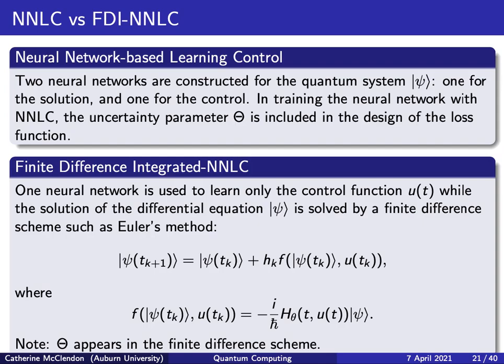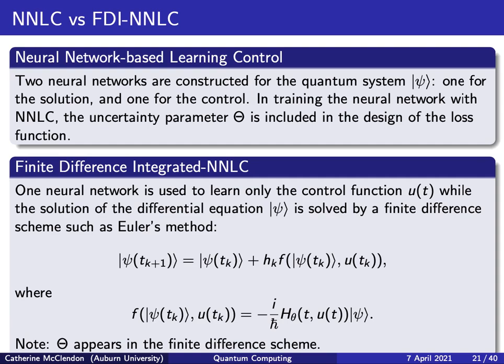In the NNLC approach, two neural networks are constructed for the quantum system, one for the solution and one for the control. In training the neural network with NNLC, the uncertainty parameter theta is included in the design of the loss function. So we have two neural networks in the NNLC learning control.